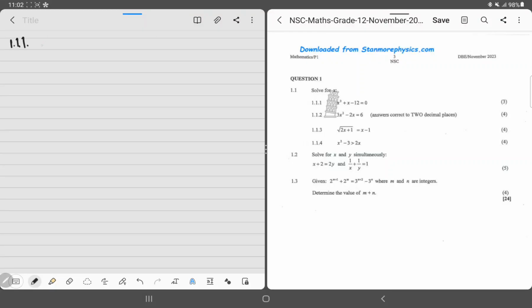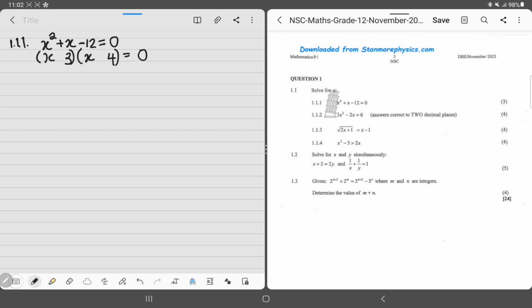1.1.1, we have x squared plus x minus 12 equals 0. So we need to use factors in order to solve for this. This is x, this is x. The factors of 12 that when we add or subtract them will give us a 1x are going to be 4 and 3.